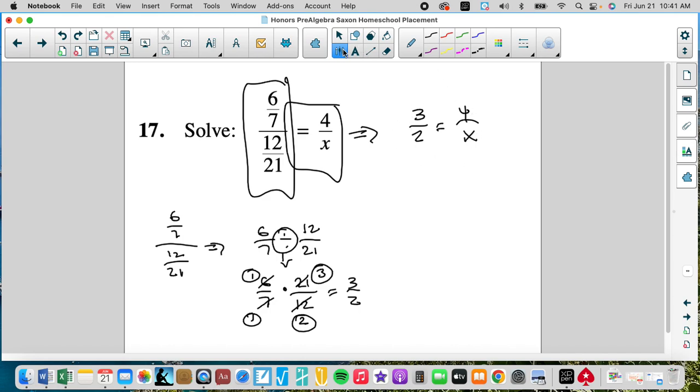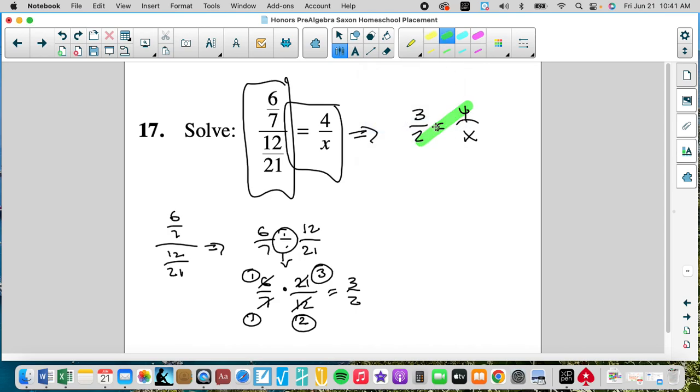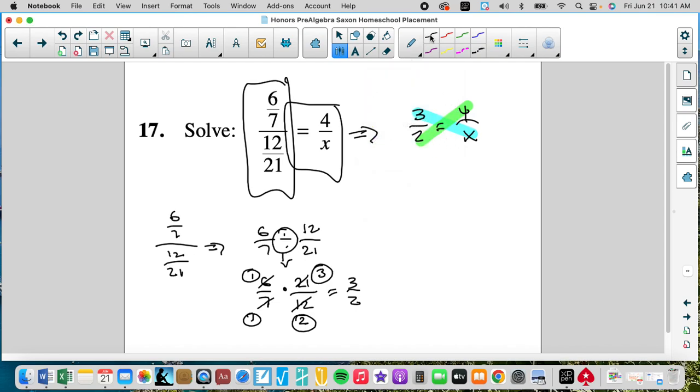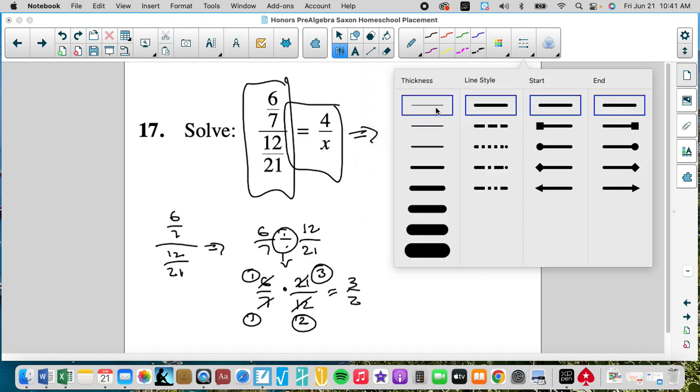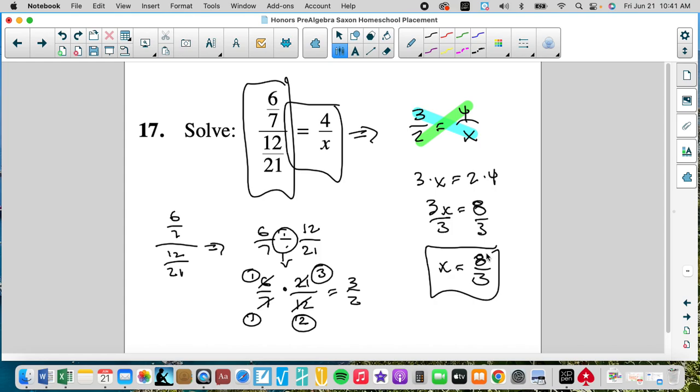And we are going to use cross product. We know that the cross product of fractions should be equivalent in equal fractions. So we're going to write an equation. We're going to do 3 times x equals 2 times 4. 3x equals 8. Divide by 3, divide by 3. X equals 8/3. And that's the answer.